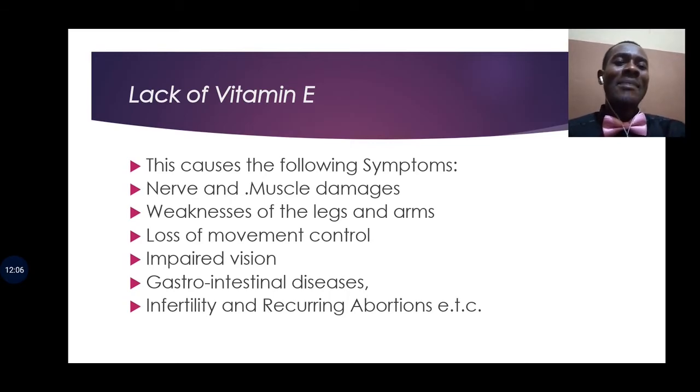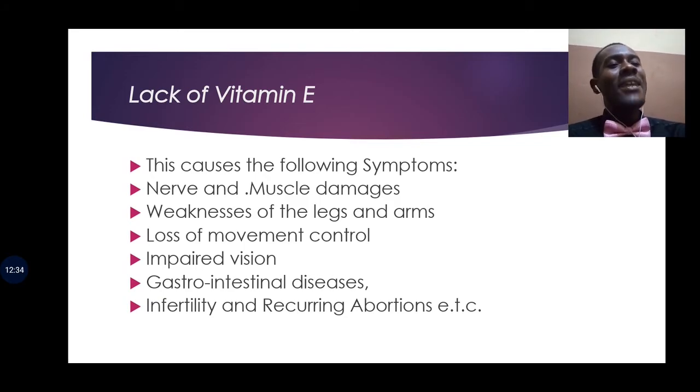Now, look at the first symptom of lack of vitamin E. There is nerve and muscle damage. You can imagine in a human being, when you have nerve and muscle damage, the person will lack the following things. There will be weakness of the legs and the arms. There is also loss of movement control. The person will no longer have control of the movement of the different parts of his body because of lack of vitamin E.